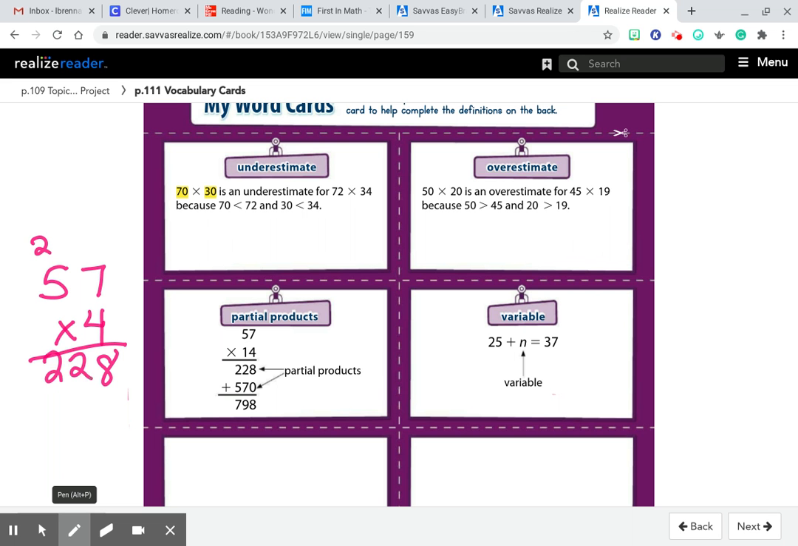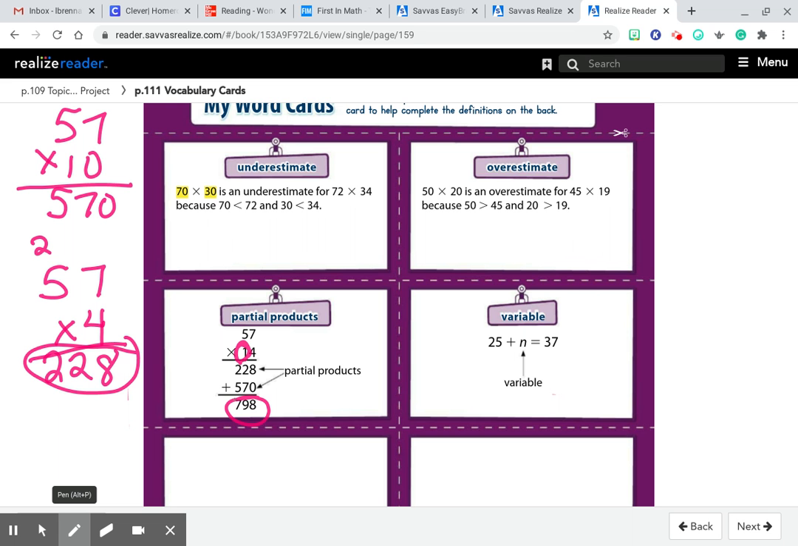So this value right here, 228, is called a partial product because it's really not the whole answer because we still have to multiply 57 times 10, which is, remember that little 1 that's right there is not a 1, it's a 10. And we do that pretty quickly. Then they get stacked up, added together to get your final answer. So the partial products are part of the answer, not the final answer. That's why they're called partial products.